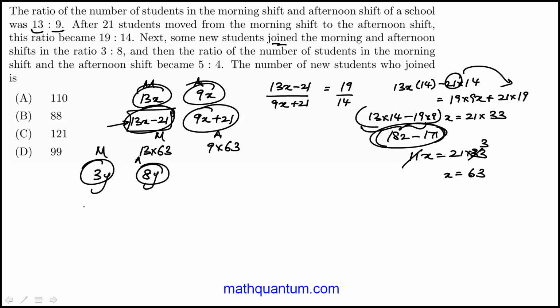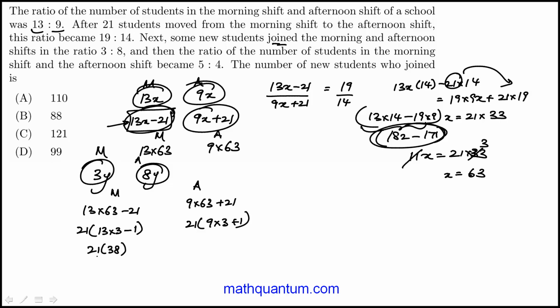So I have to compute that one, 13 times 63 minus 21. That's m. A is 9 times 63 plus 21. So here, if I factor out a 21, that would be this. And here, if I factor out a 21, plus 1, so this would be 21 times 38. I'll leave it in these numbers. 21 times 28. And then we're adding this 3y and 8y.